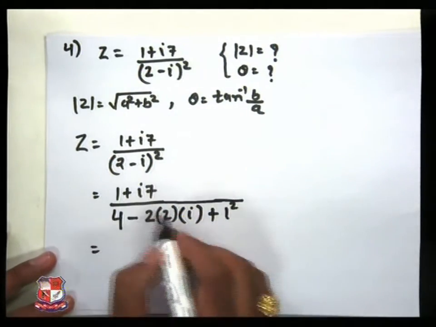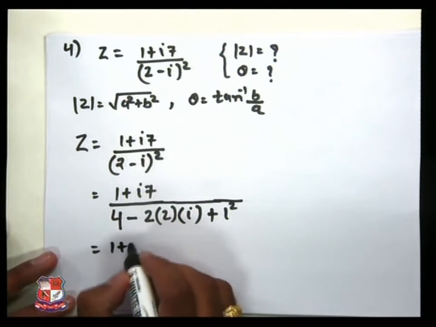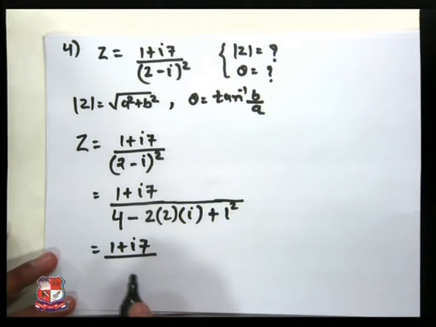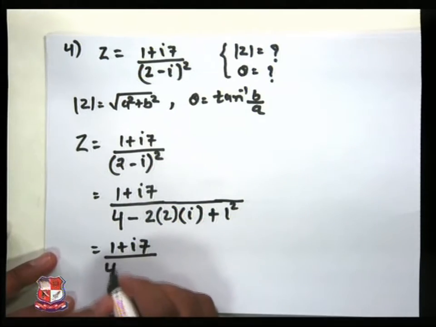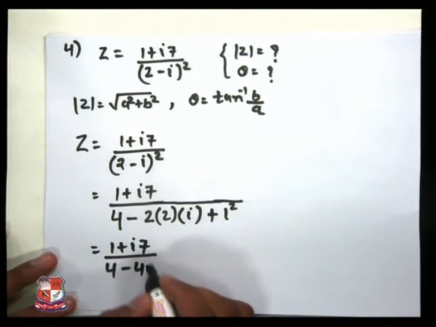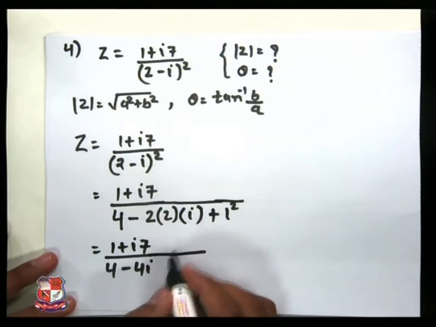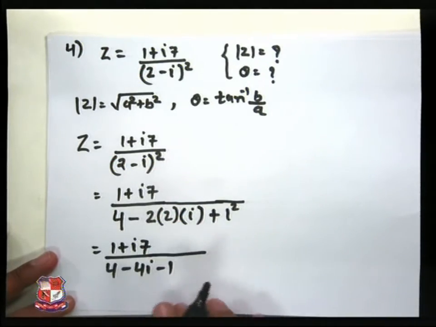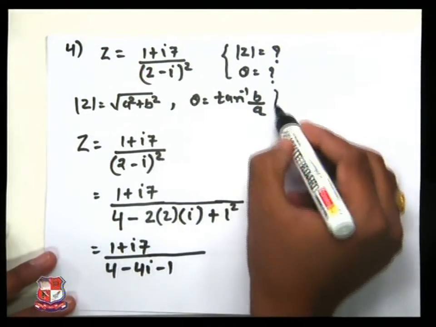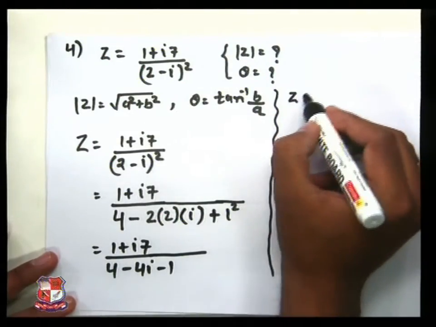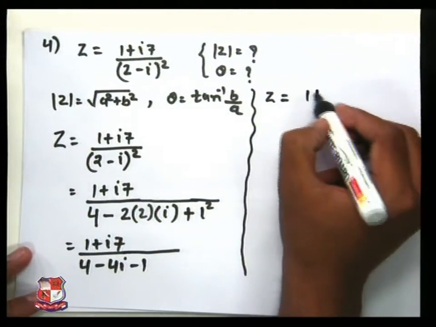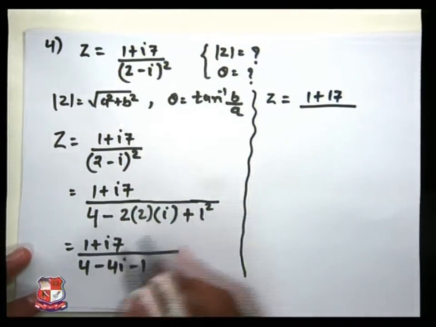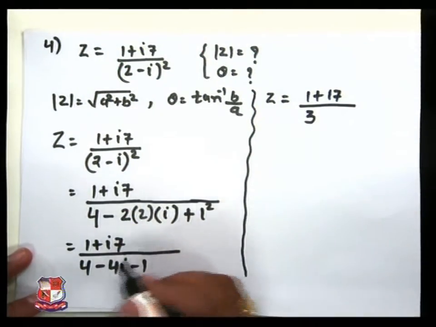Now we simplify our denominator. Our numerator is as it is, 1 plus i7. Now 4 minus 2 into 2 is 4i, and i square is nothing but minus 1. Now we again simplify our denominator term. So z is equal to (1 plus i7) divided by 4 minus 1, that is 3, and minus 4i is as it is.